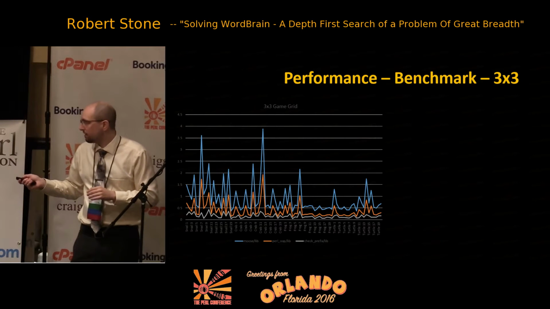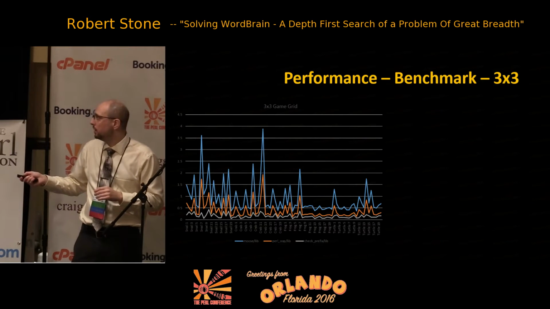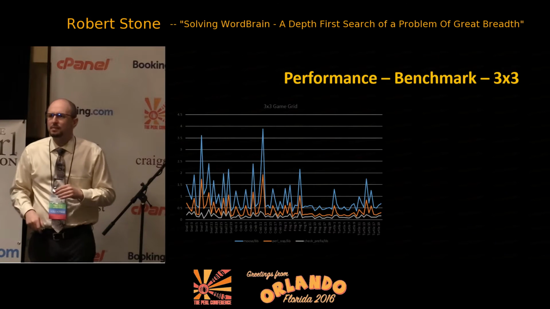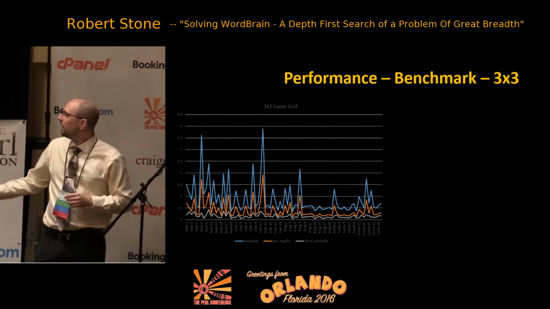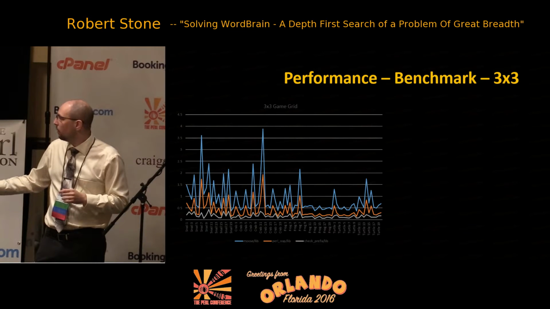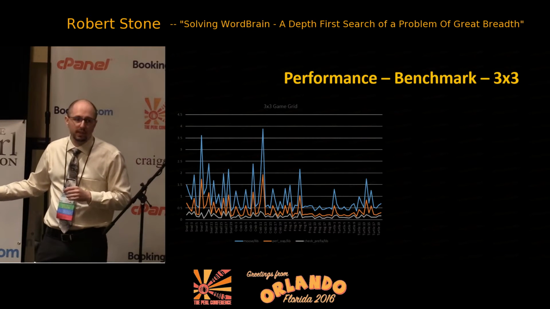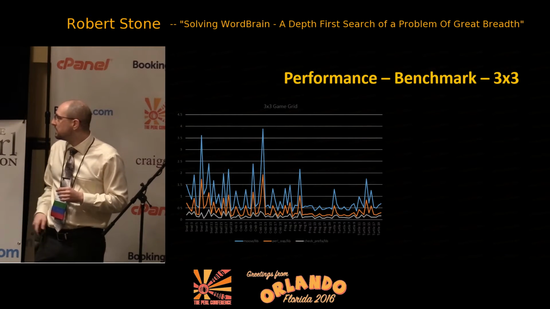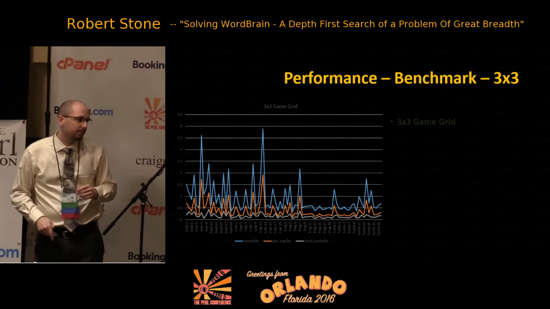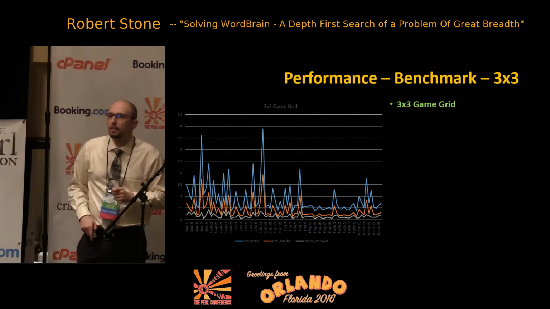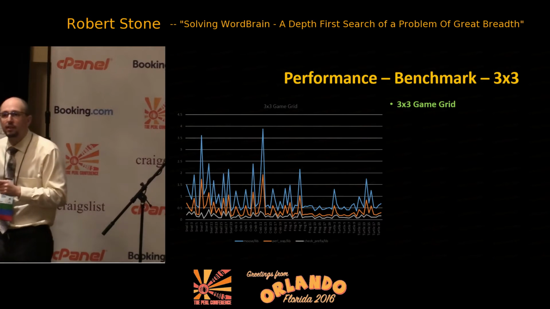This is a 3x3. In this case, the blue is the moose. I think I kept the colors the same. I'm not sure. The blue is the moose. The orange is the Perl object-oriented. And the gray is the check prefix. What is this a part of over time? This is each. Oh, thank you. I'm sorry, I wasn't more clear.